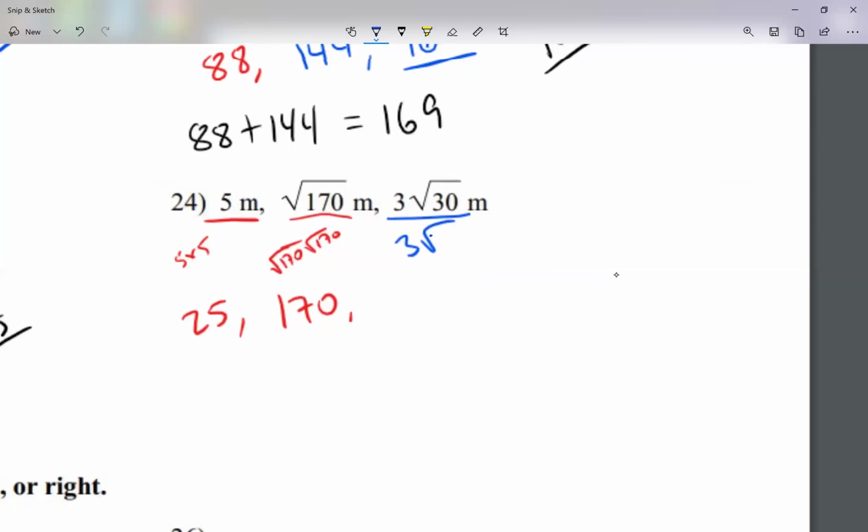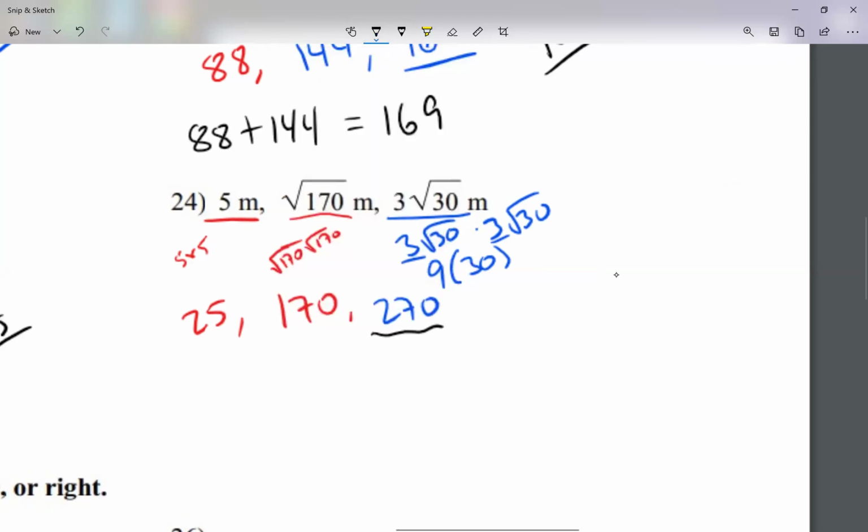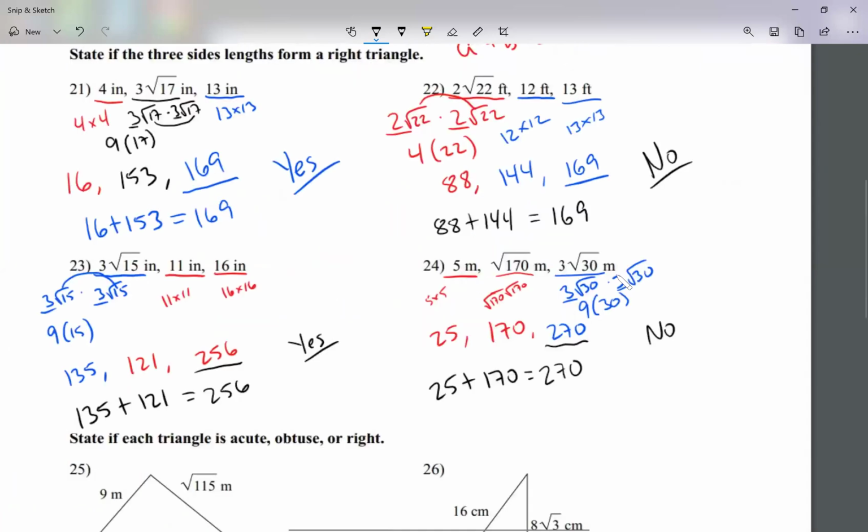The third number, okay, that one requires a little bit of work. 3 radical 30 times 3 radical 30. When I multiply my whole numbers, 3 times 3 is 9. When I multiply my radicals, it's 30. Now 9 times 30 is 270. Okay, 270 is my big number. So what I'm asking here, let me add the two small numbers. 25 plus 170. Is 25 plus 170 equal to 270? No, it's not. Okay, so no, it is not a right triangle.